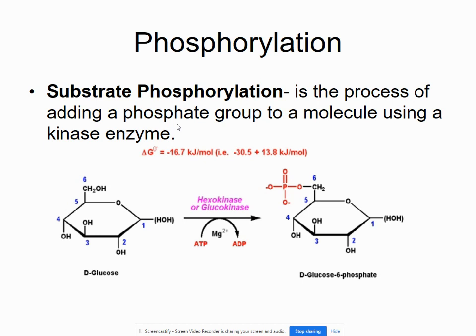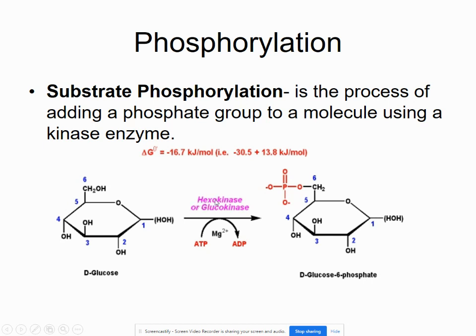Next big vocab word that we're going to use a lot is something called substrate phosphorylation. And this is the process of adding a phosphate group to something. This is one of the first steps actually of glycolysis shown here. And we're going to take a glucose and using a kinase. So kinases are going to be enzymes that typically transfer a phosphate group.